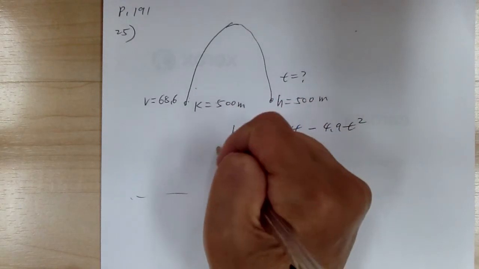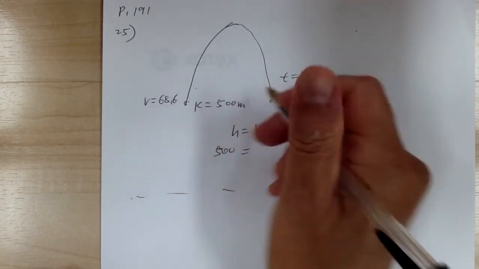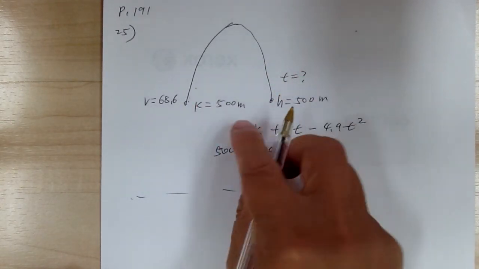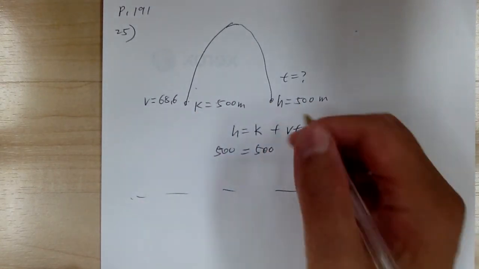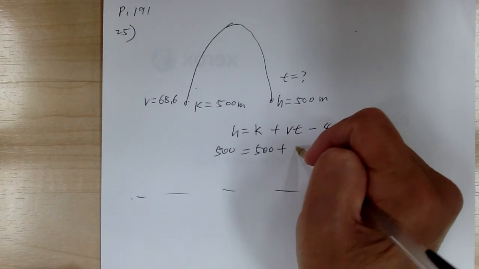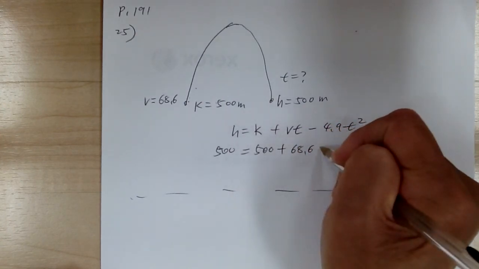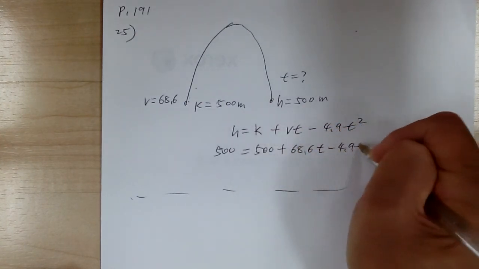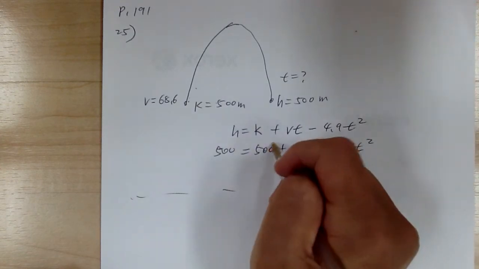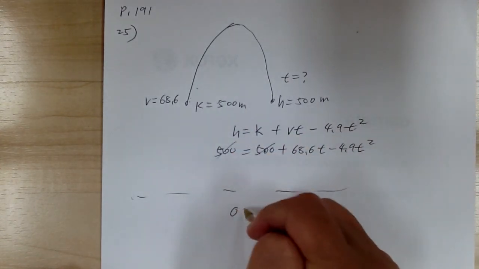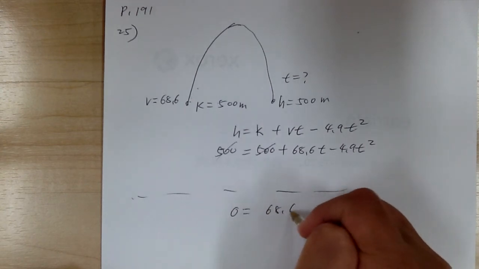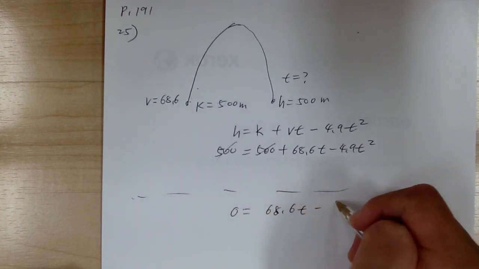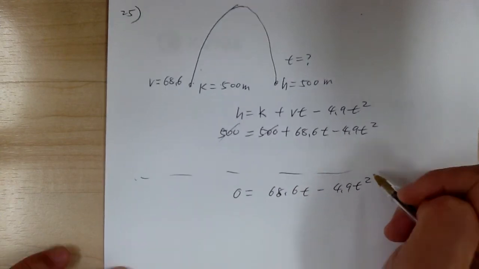So h is 500, k is 500. So k is your starting height. H is the height at whatever time you're looking at. And this would be 68.6 t minus 4.9 t squared. So this will cancel out. So you got 0 equal to 68.6 t minus 4.9 t squared.